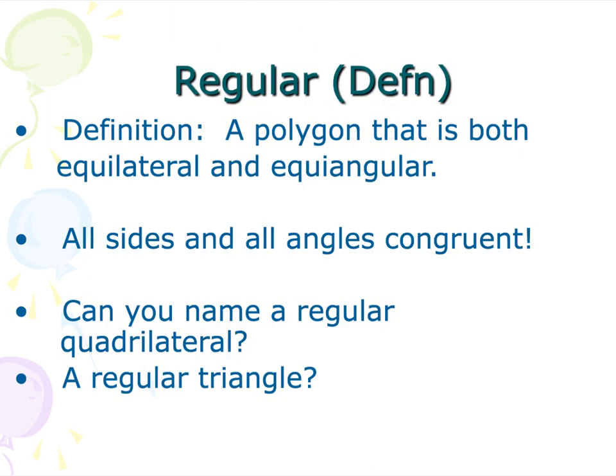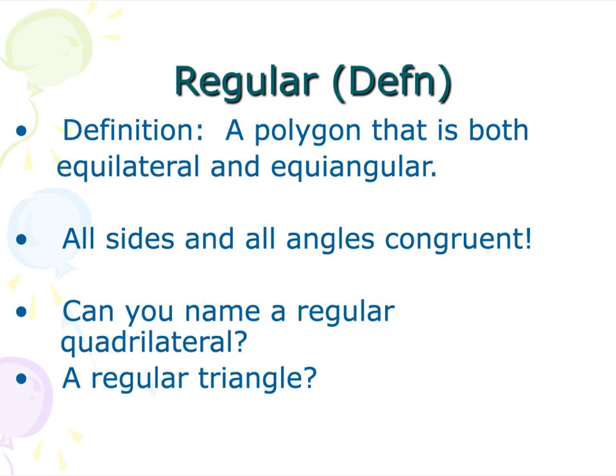All right, so we have ourselves the definition of regular in the context of polygons. A regular polygon is a polygon that is both equilateral and equiangular. So all the sides are congruent, all the angles are congruent. Cool? We'll mostly work with regular polygons, as that's what our formulas are designed for.